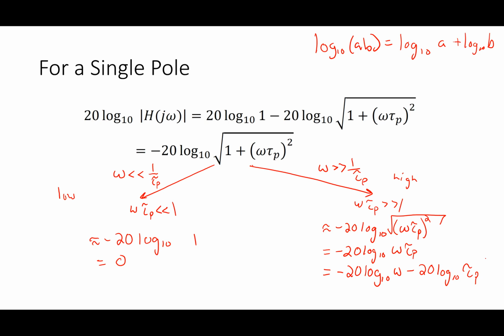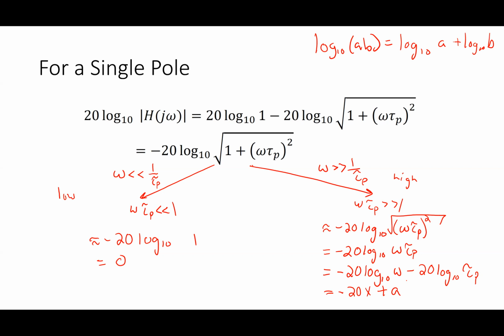What I want to do is graph this on a logarithmic scale. So on a logarithmic scale, my x-axis would be logarithmic. So I can think of this as negative 20x plus a constant. What does that look like? It's just a line, and it's a line that has a slope downward. So what this is saying to me is that for this individual pole, at low frequencies, the magnitude is 0 decibel. At high frequencies, it's what?